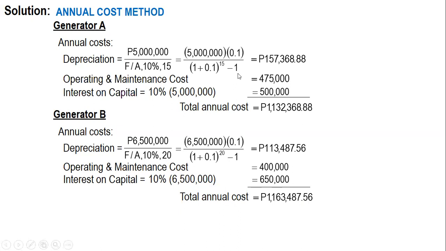And if you compare the two values, generator A has a lower annual cost compared to generator B. So therefore, we will choose generator A, since the annual cost of A is less than the annual cost of B. And this one is consistent with our conclusion in the previous two methods, the ROR and the present worth cost method.